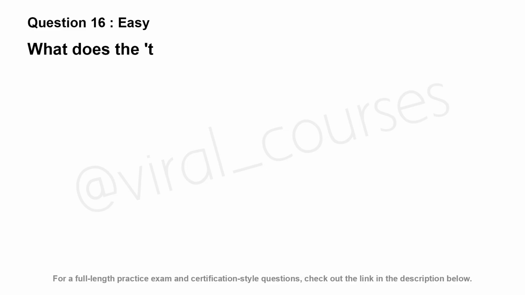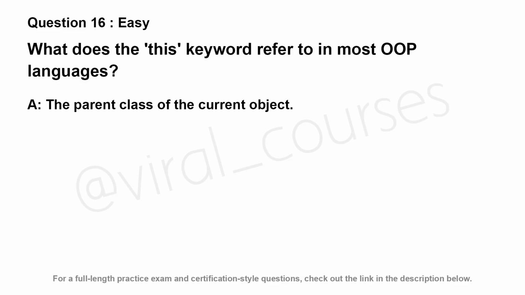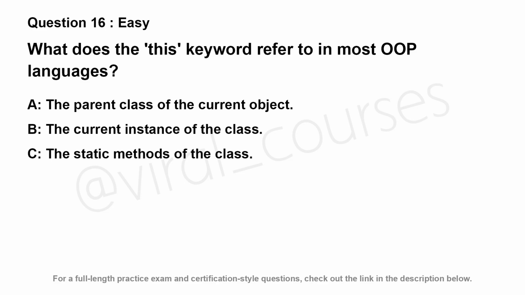What does the this keyword refer to in most OOP languages? Option A. The parent class of the current object. Option B. The current instance of the class. Option C. The static methods of the class. Option D. A new instance of the class.